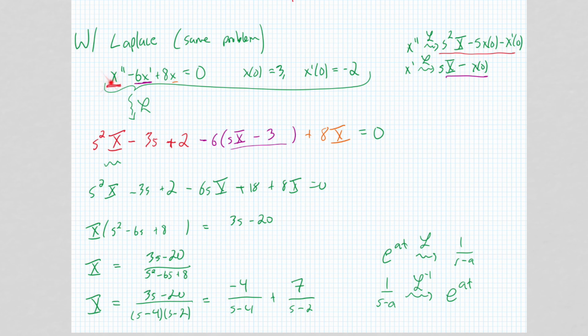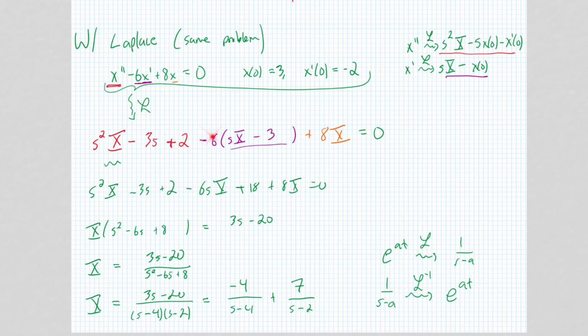When I Laplace this right here in red, this thing's Laplace is right here in red. I get s squared times X minus, what do I get? s times x of 0. Well, x of 0 is 3, so I get minus 3s. Notice x prime of 0 is negative 2, so I get minus x prime of 0. So I get a double negative, I get plus 2.